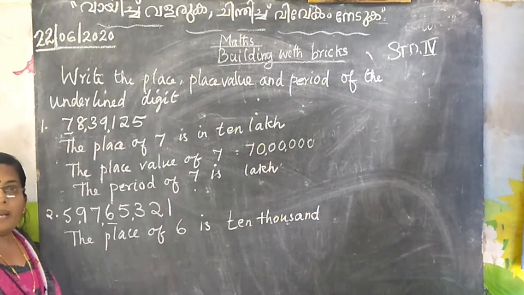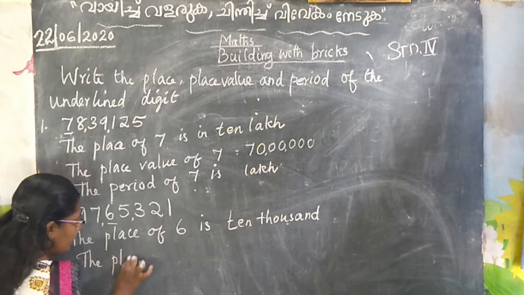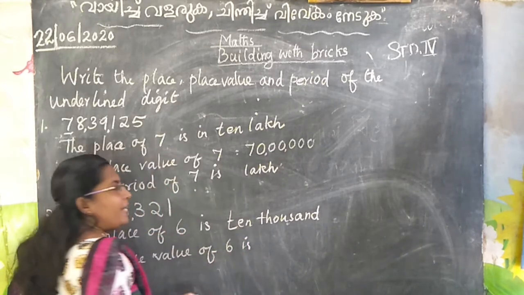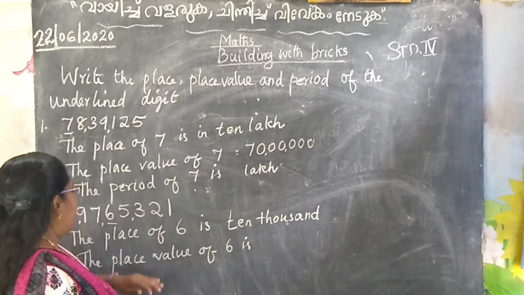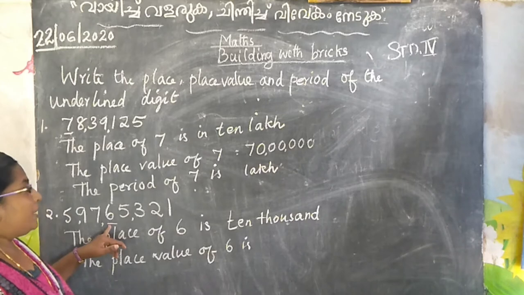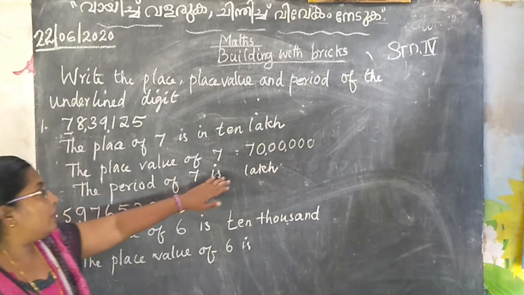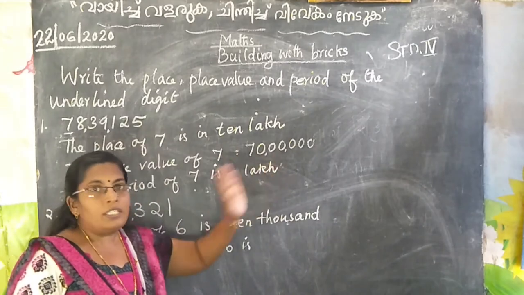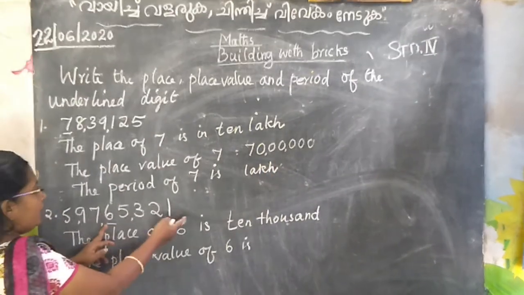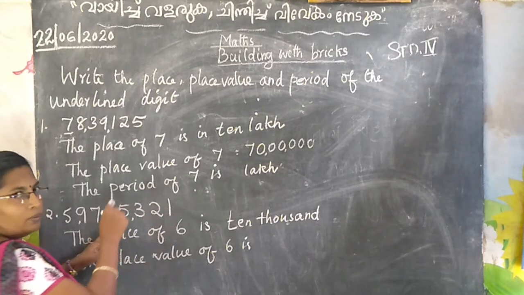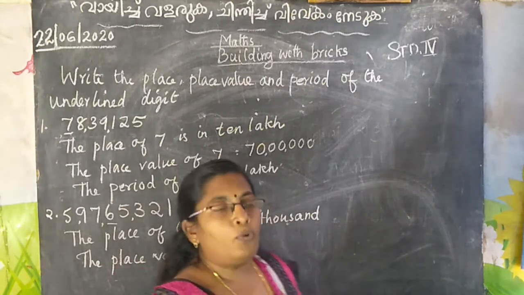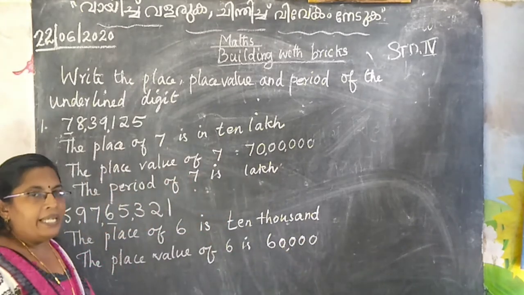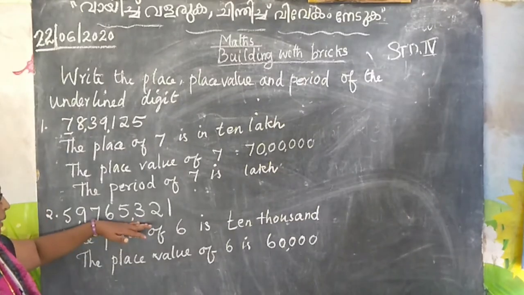Next is the place value. The place value of 6. How to write the place value? As in the previous question, write that number and after the underlined digit, see how many digits are there, and up to that we give zeros. Here it is 6. After that, 1, 2, 3, 4 digits. So how many zeros? 4 zeros. Now it is 60,000. Understand how to write the place value?